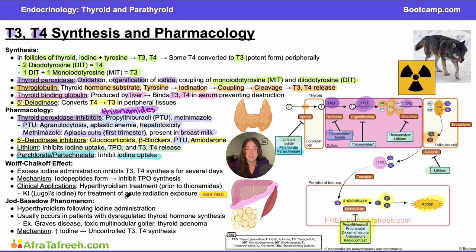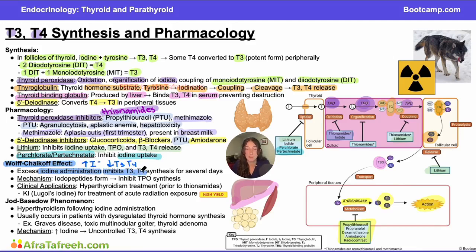So now that we've talked about a lot of the pharmacology of this pathway, I want to talk about the effect of exogenous iodine on this pathway. So there are two effects that exogenous iodine can have, and they're kind of opposite of each other. The first is known as the Wolff-Chaikoff effect. In the Wolff-Chaikoff effect, you're going to have excess iodine administration, and that is actually going to inhibit T3 and T4 synthesis. So in the Wolff-Chaikoff effect, we have increased iodine administration leading to decreased T3 and T4 synthesis.